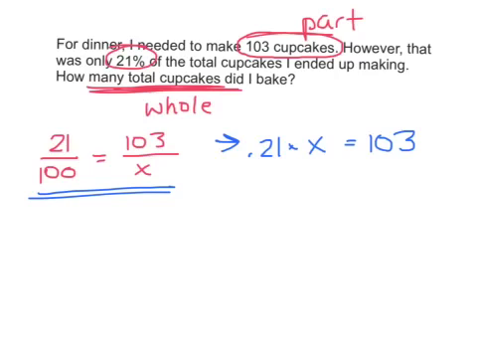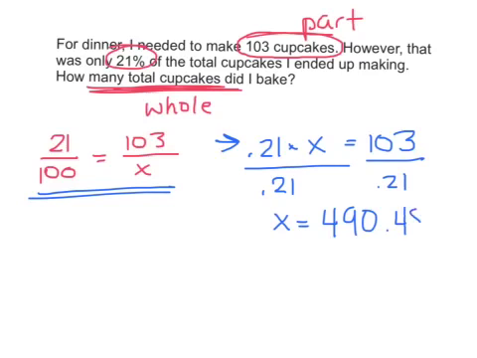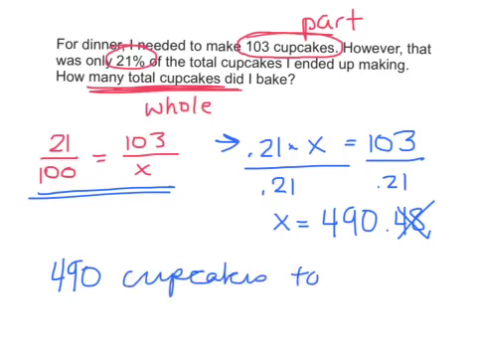So I have 21 hundredths times x equals 103 for my equation. To solve, I have to divide by 21 hundredths on both sides, and I get x equals 490 and 48 hundredths cupcakes. However, because it is a story problem, you can't bake a portion of a cupcake. And so I'm going to just round down to my nearest whole cupcake and say I ate the rest of the batter. So I baked a total of 490 cupcakes total.